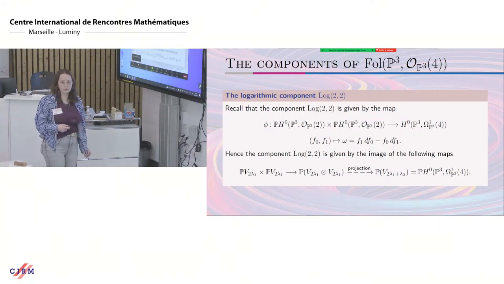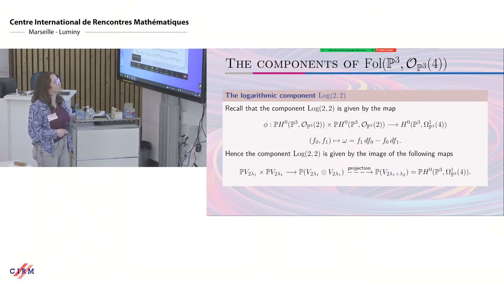The first component that we look at is the logarithmic component, log(2,2), which is given by a tensor of quadrics. So we consider two quadrics f0 and f1 in P3, and then the one form omega given by f1 df0 minus f0 df1. This will define a codimension one foliation of degree 2 in P3. We can represent this component by a G-equivariant map, which is given as follows. We consider the product P(V_2lambda1) times P(V_2lambda1) going to the projectivization of the product V_2lambda1 tensor V_2lambda1.